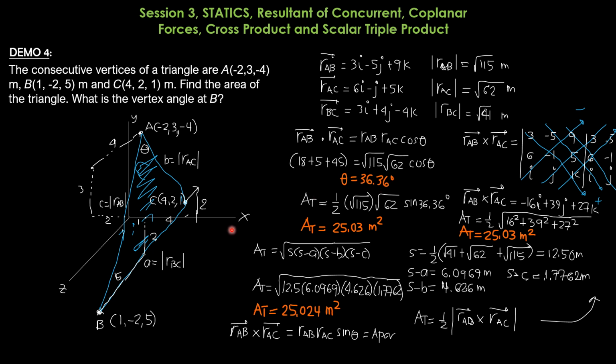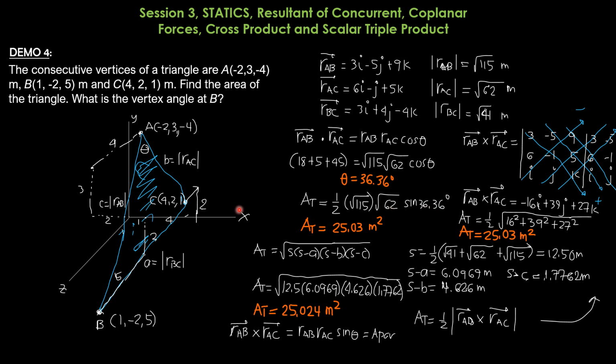The area of the triangle is equal to 1/2 base times height. The base is AB, which is square root of 115. This is the height. The height, if we imagine a triangle here, right? The hypotenuse is RAC, which is square root of 62, then times sine of theta. So square root of 62 sine of 36.36, that's the height. So area of triangle is 1/2 base times height.